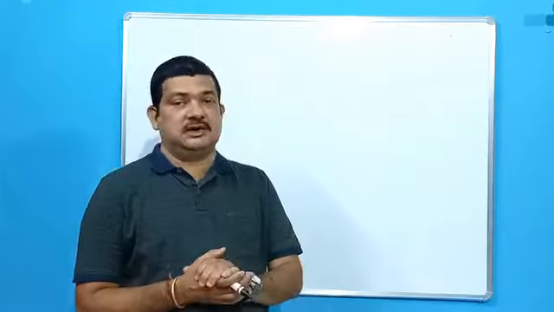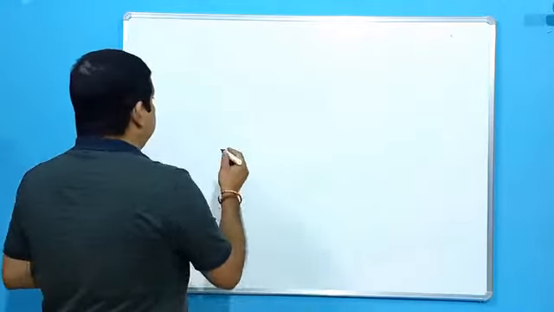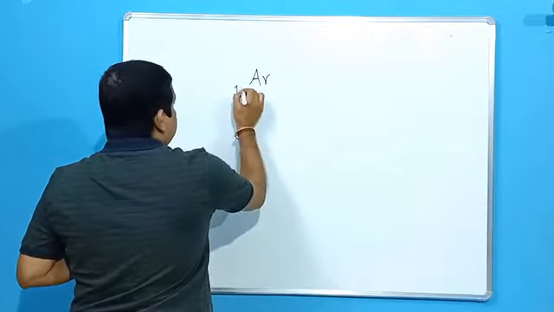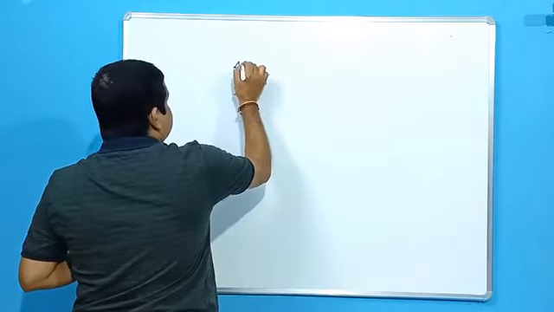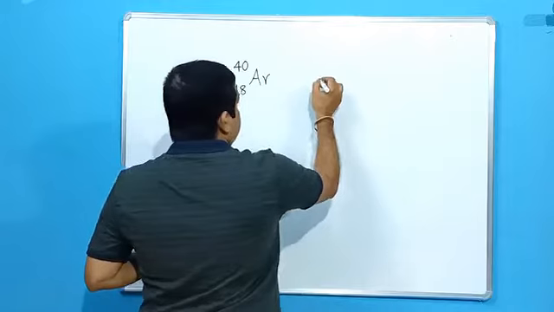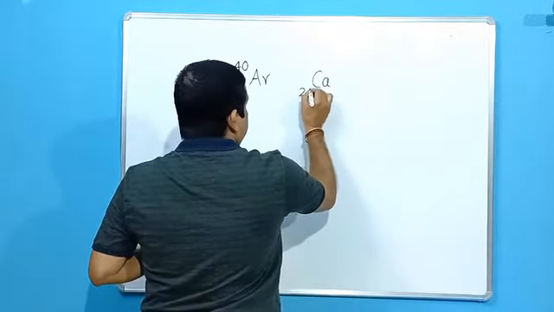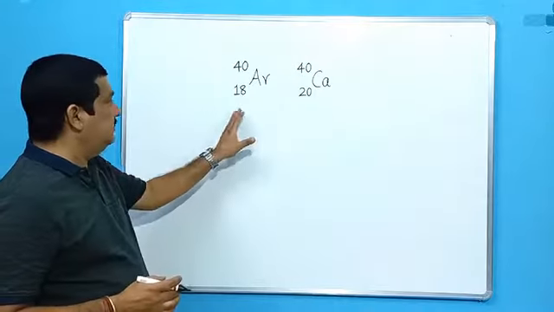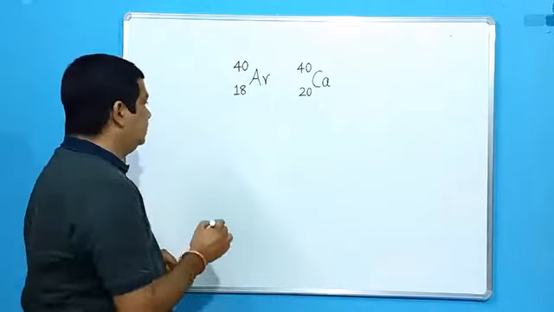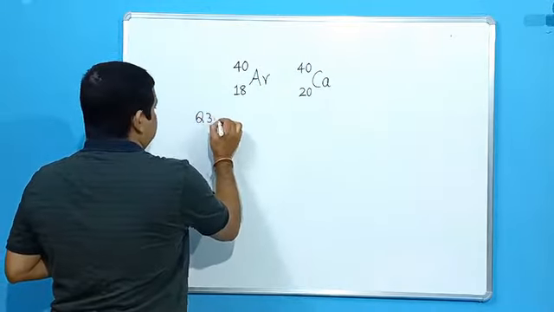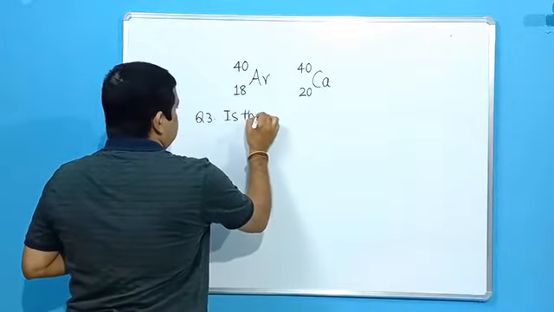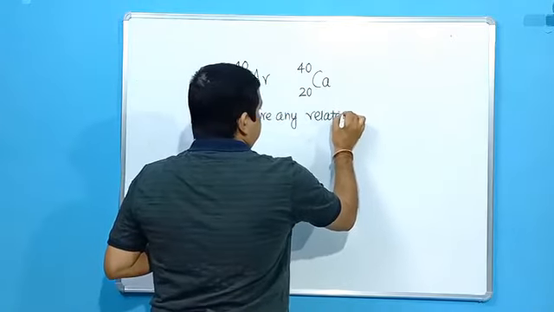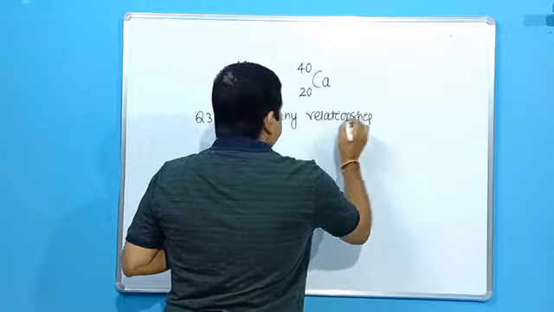Okay. Then students, there is another assignment for you. I will write two nuclides. One is argon 18, 40. That means atomic number is 18, mass number is 40. Another element, calcium 20, 40. So I have given you these two elements, argon 18, 40, calcium 20, 40. Question number 3: is there any relationship between these two?